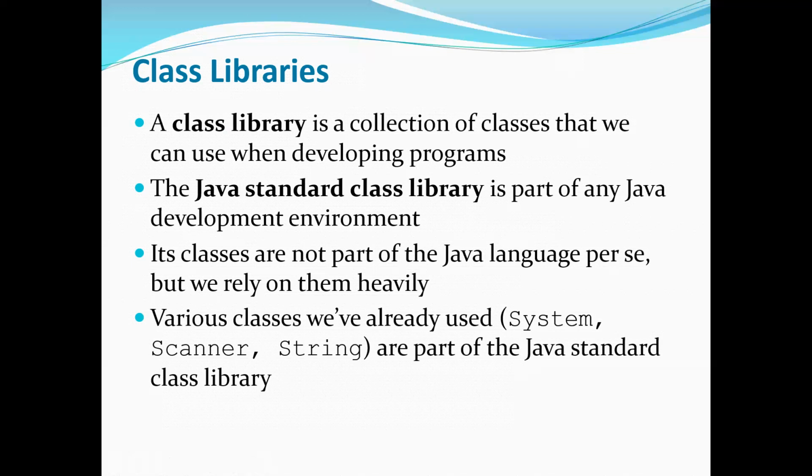Various classes we have already used. For example, in chapters 1 and 2, we used the System class for printing, System.out.println, etc. We also use the Scanner class to get an input from a keyboard. We can also use the Scanner class to get an input from a file, which we will do in the future. Then also we saw the String class. These are all part of the Java standard class library. It comes with Java programming.